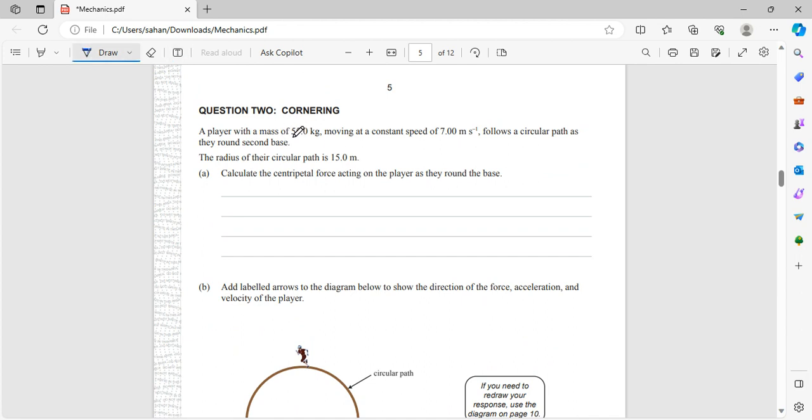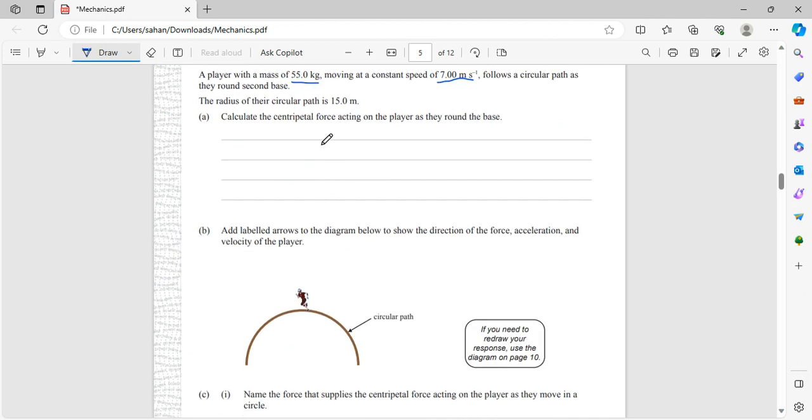Next question. So again, I'm going to underline the main things. It looks like we have a mass, a velocity, and they're going in a circular motion, and we also have a distance, a radius. So what are they asking us? They're asking us to calculate the centripetal force. So we're going to get Fc equals mv squared over r, which, by the way, is on your formula sheet, so you should be able to find it.